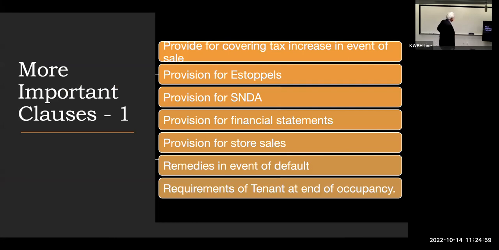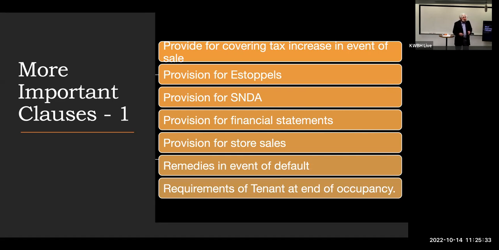Okay, so now we need some other clauses that need to be in a triple net lease. A lot of leases provide for increases in property tax by the assessor on an annual basis that is increased, but omit what happens in the event of a sale.